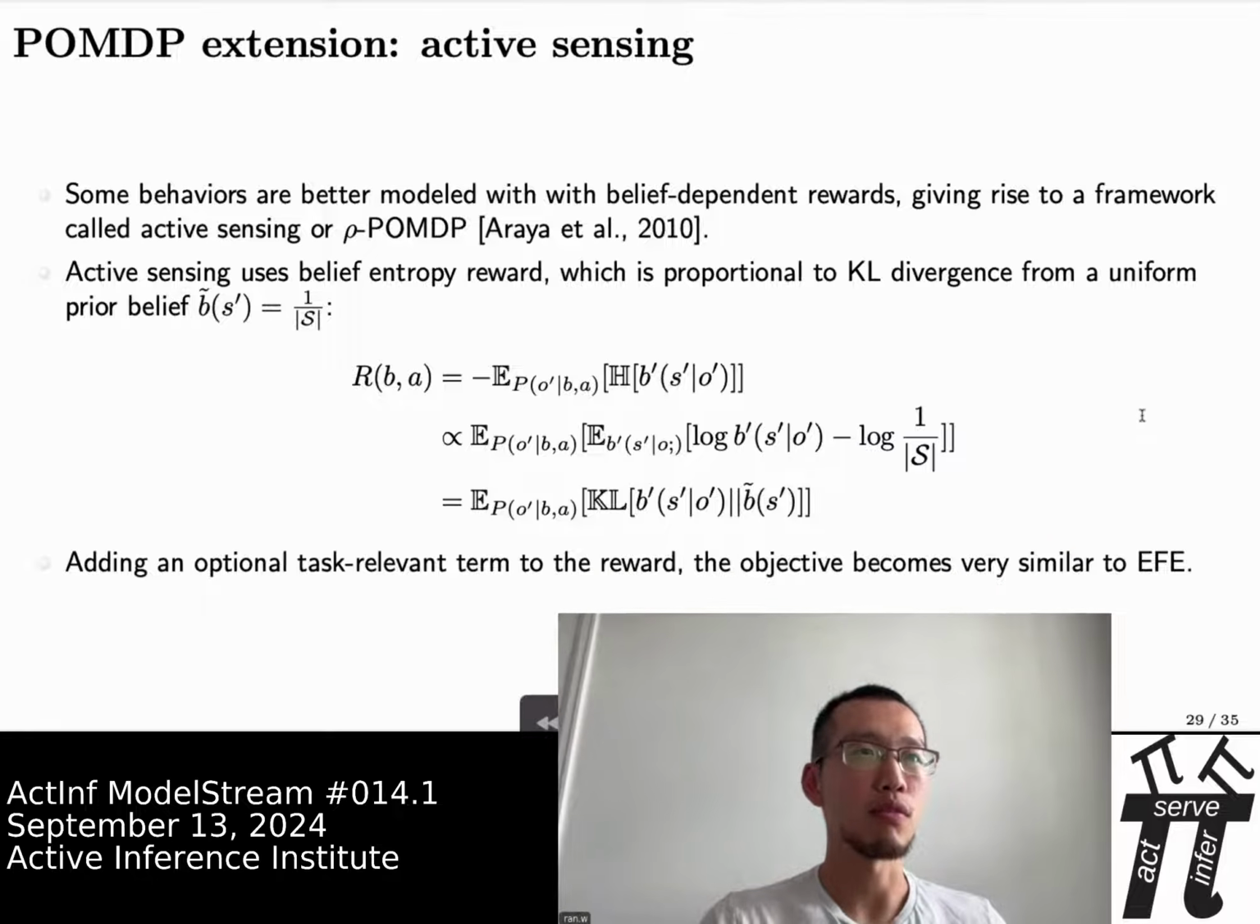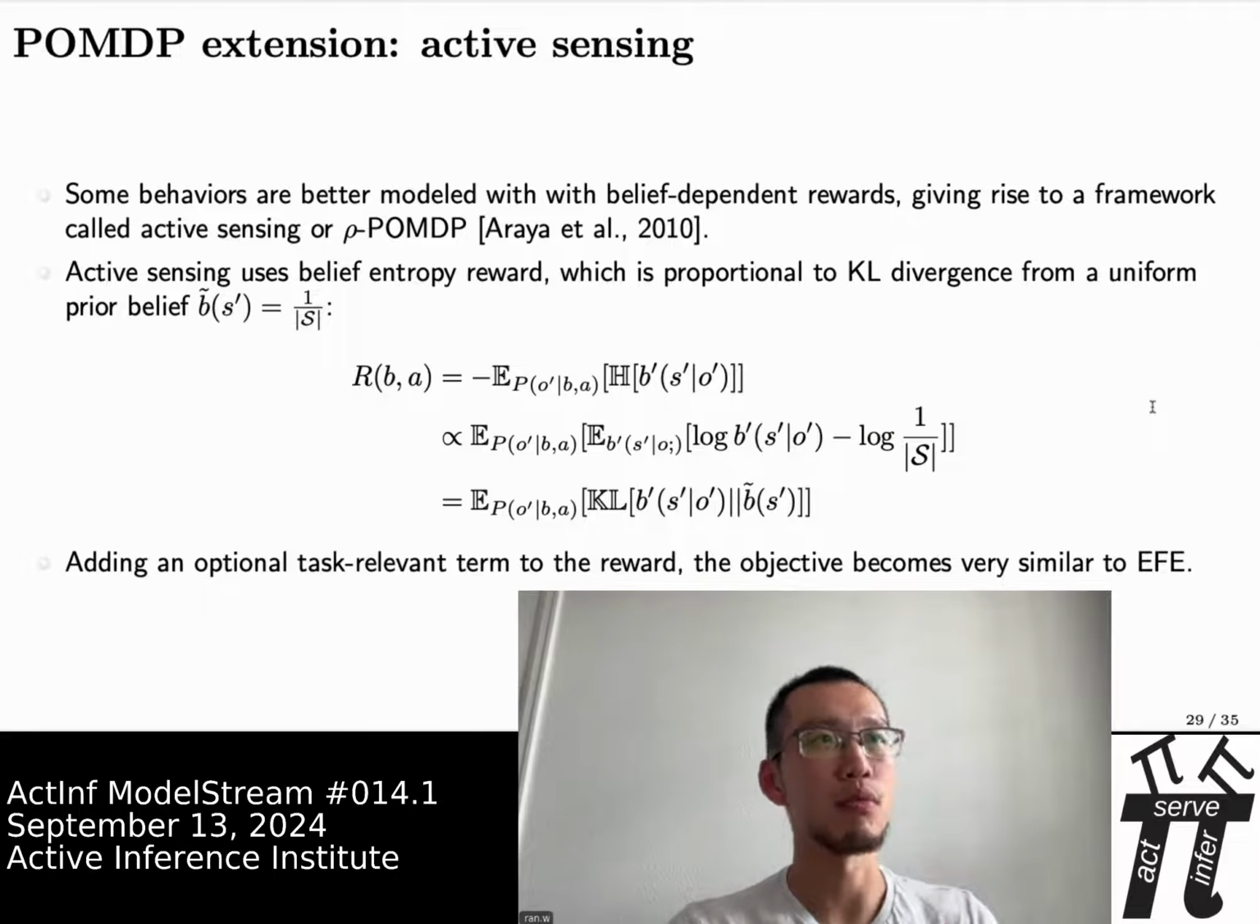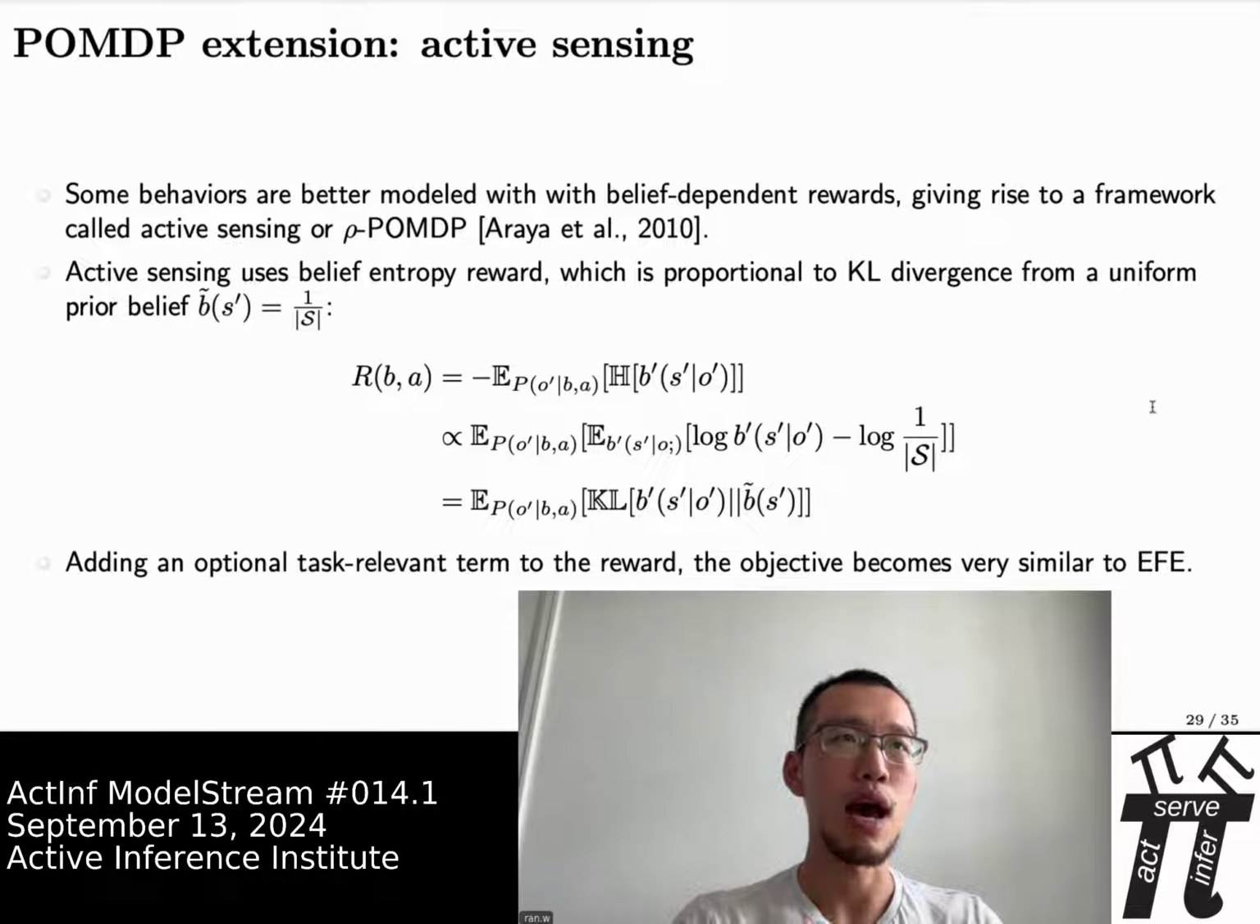Another interesting framework, again from the POMDP literature, is that some people have realized that there's certain types of behavior that just cannot be modeled as reward driven. And usually what happens here is that you want these agents to actually minimize the entropy of their beliefs or maximize the information gain. So this is usually called rho-POMDP or active sensing.